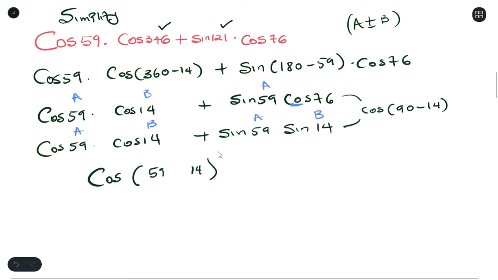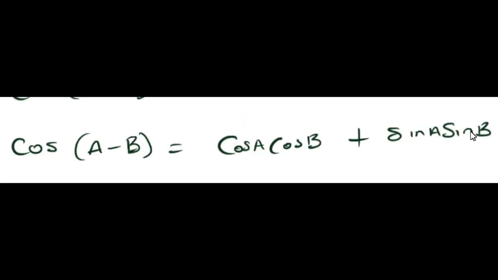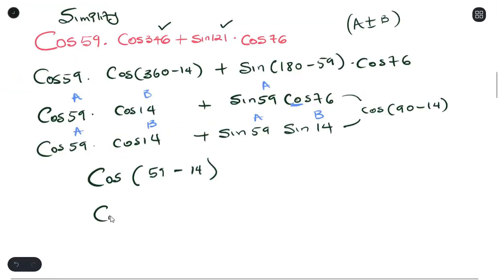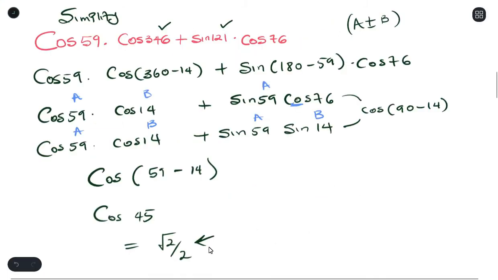Now to determine the sign, remember with cos, whenever you have a positive, it means that this here would be the opposite, which is a negative. So from this, we actually have this as cos 45. I'm breaking this down. This is root 2 over 2. And this is exactly how you can simplify using compound identities.